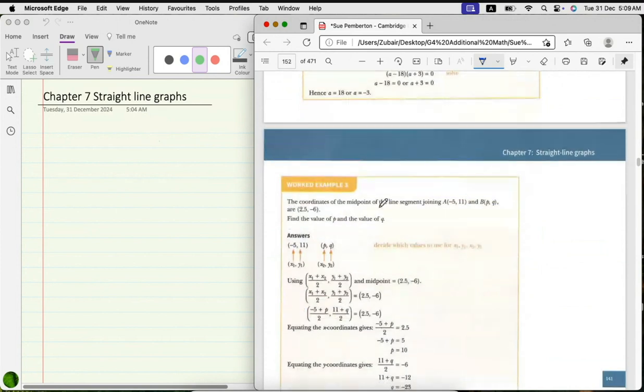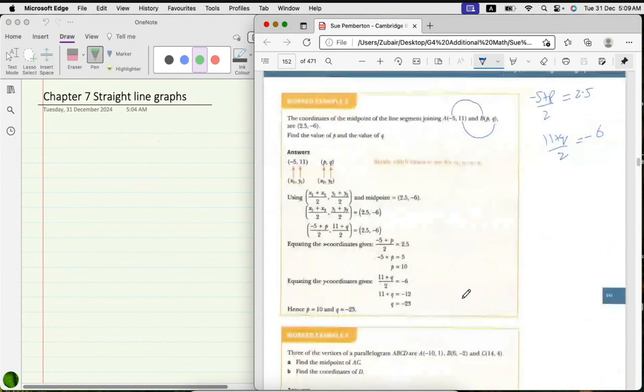The coordinates of the midpoint of the line segment are given. Midpoint is already given. So the sum of x, minus 5 plus p over 2, is equal to 2.5. And the sum of y, 11 plus q over 2, is equal to minus 6. So mid of x is equal to 2.5, mid of y is equal to minus 6. Then we cross multiply and simplify.